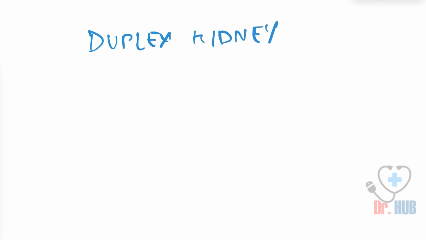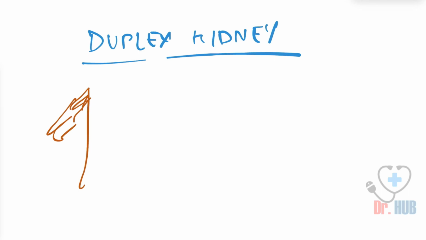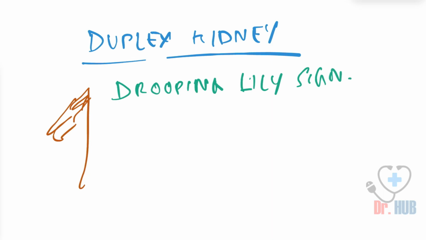Next, we move on to the duplex kidney. So, what is the duplex kidney? Just to draw the diagram, it looks like this. What does this signify? It is nothing but a drooping lily sign.